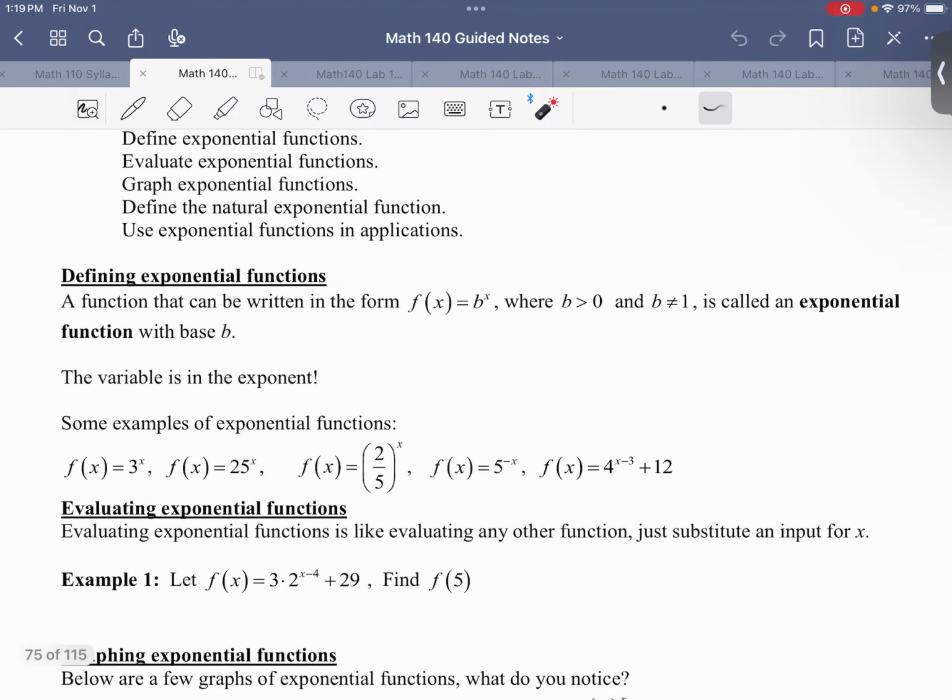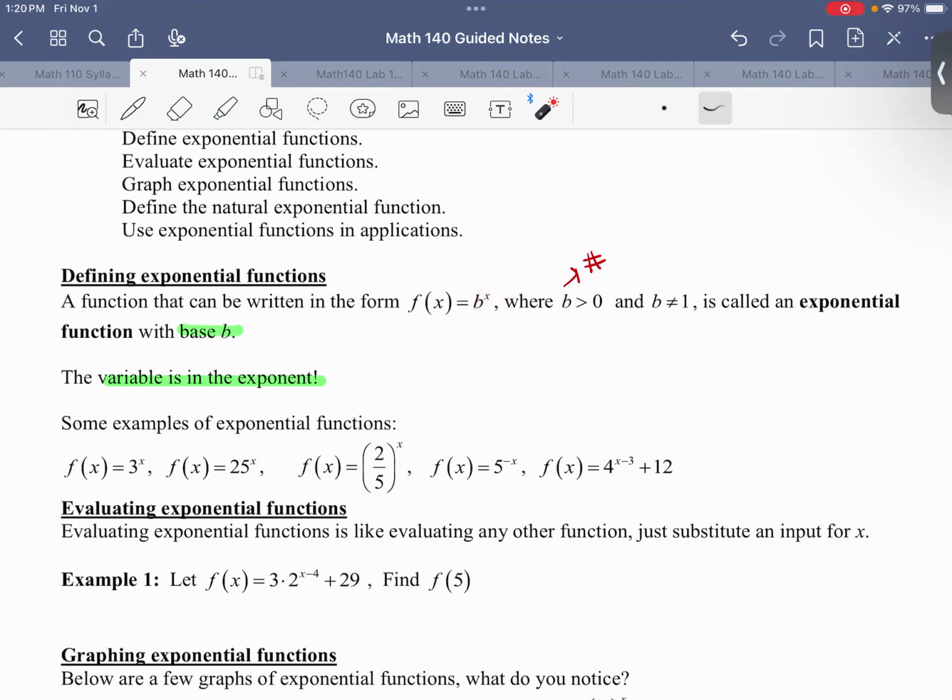A function that can be written in the form f of x equals b to the x, where b is greater than 0, also b is a number. It's not a variable, it's a number in this situation for exponential functions. And it does not equal 1, is called an exponential function with base b. So that b is our base. The variable is in the exponent, as you can see here. X, our variable, is in the exponent.